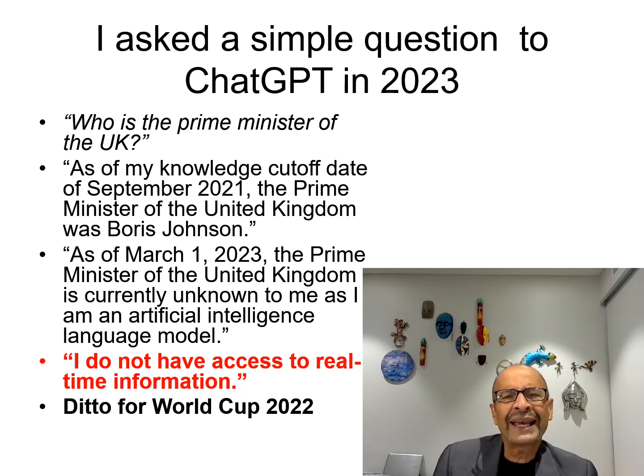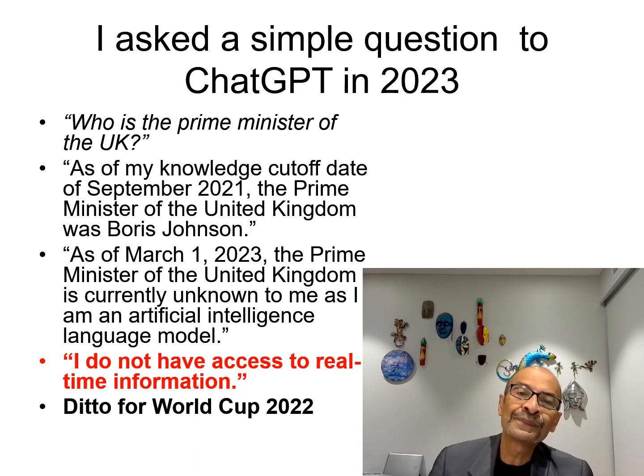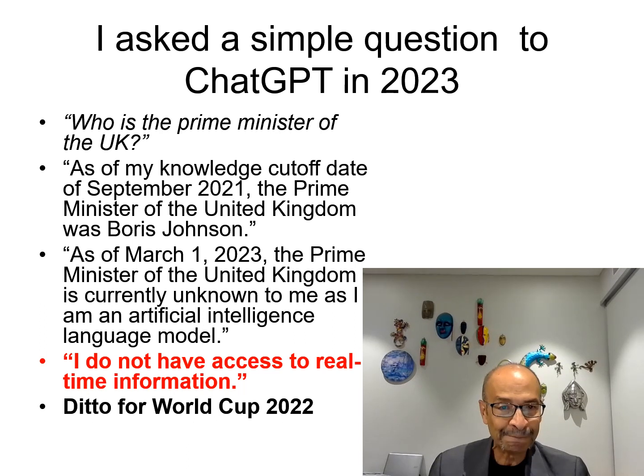So I asked a very simple question to ChatGPT yesterday. I said, who is the Prime Minister of the UK? And ChatGPT answered, as of my knowledge cutoff date of September 2021, the Prime Minister of the United Kingdom was Boris Johnson. Recall that we had gone past Boris Johnson several times already. And then it goes on to say, as of 1st March, the Prime Minister of the United Kingdom is currently unknown to me, as I am an artificial intelligence language model.